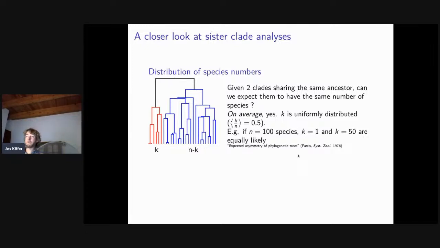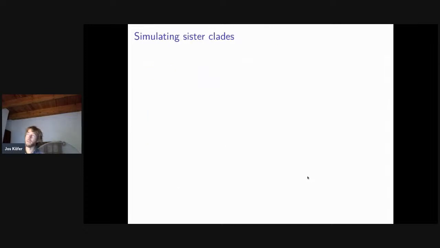So there is a large role of chance here. And well, of course, the solution is to do statistics. So nothing new here. Well, for instance, sister clade comparisons are a way to do statistics. But then we're going to dive in a little bit deeper again. We're going to simulate them. So that's what I did at some point.